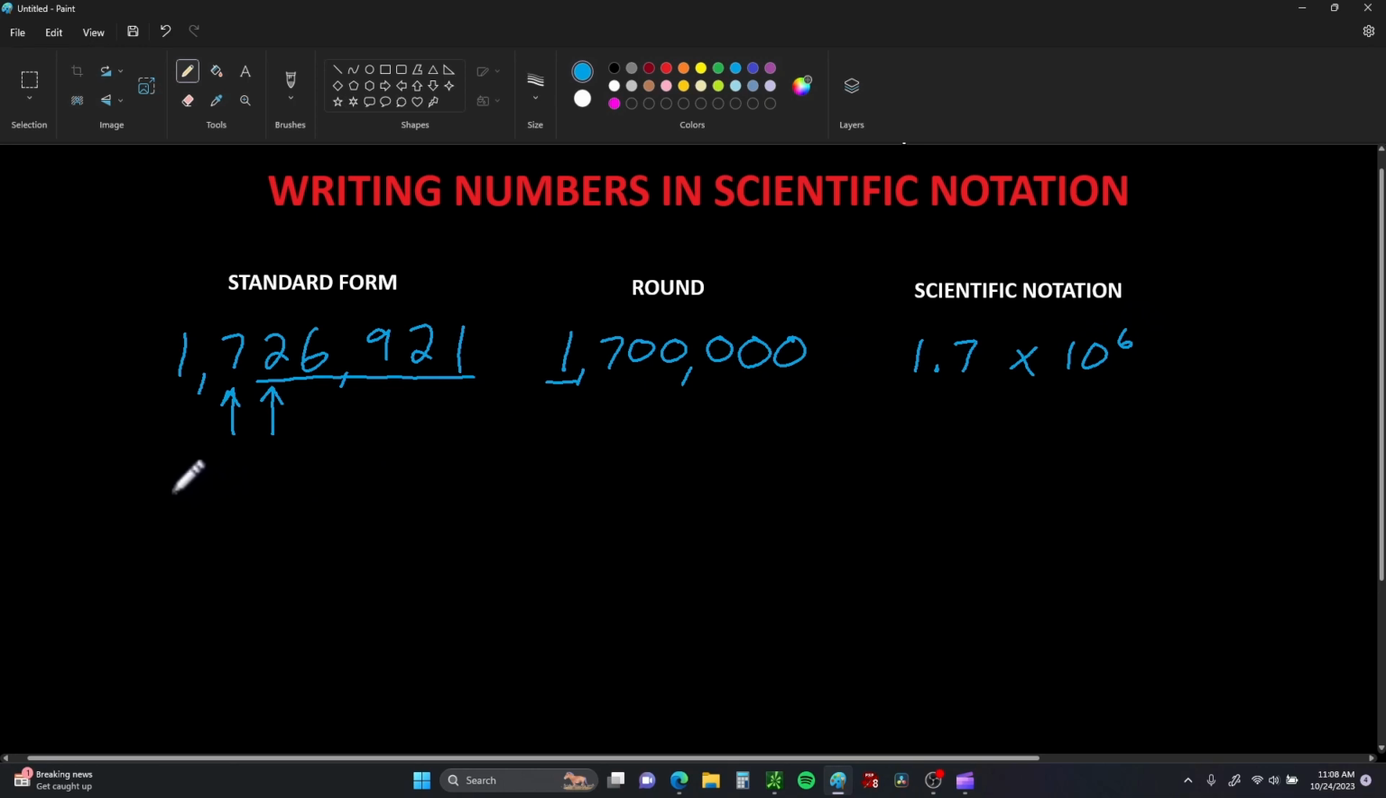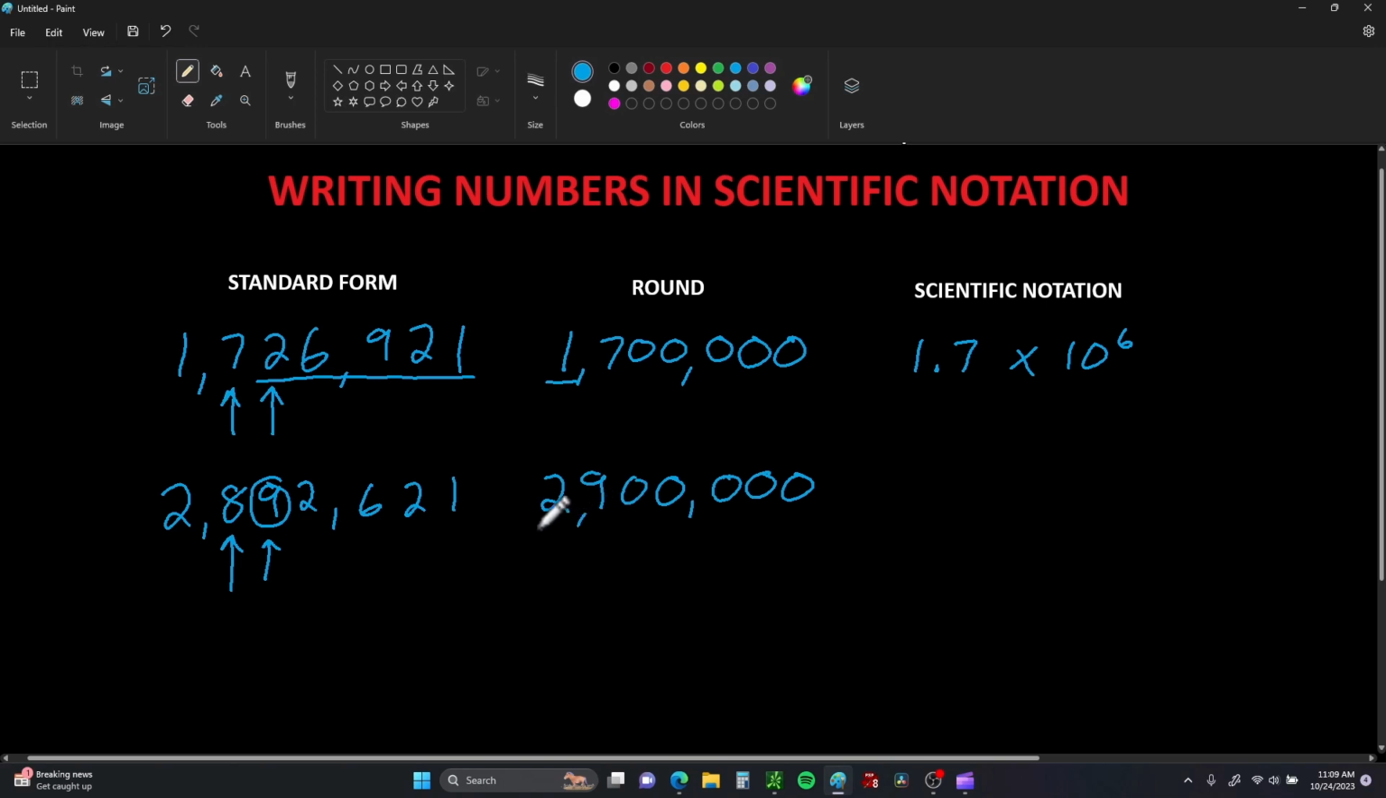If I had 2,890,621, what I want to do rounding this one off, I'm going to round to this digit because I want to have 2, and I look at the next digit. And since this one is above 5, I would round this one up. So this would become 2,900,000.